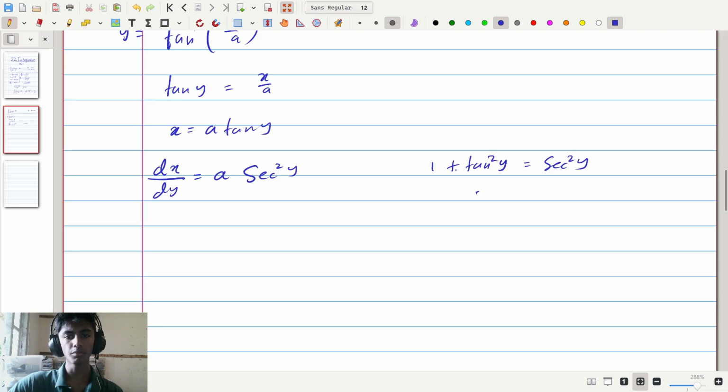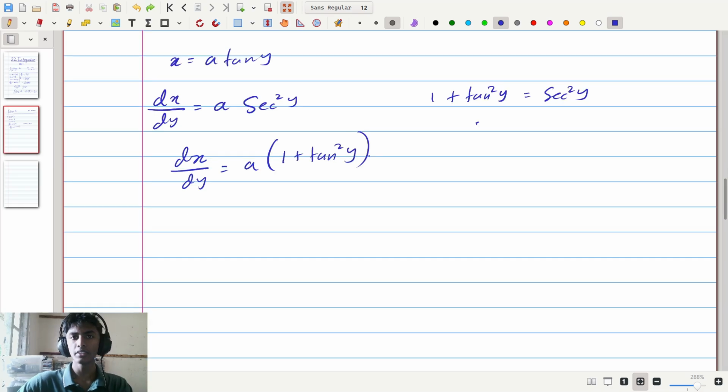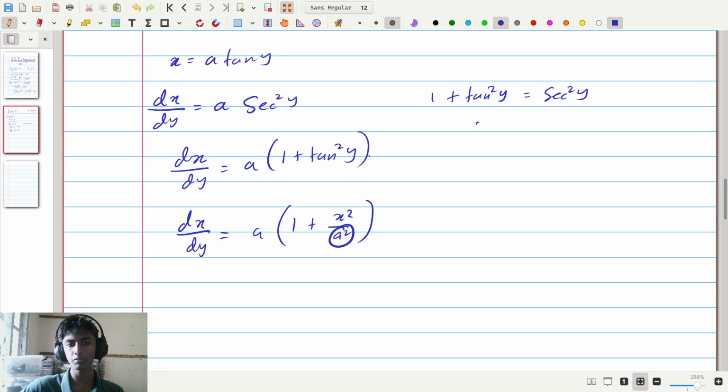Therefore, from this, we can substitute this expression into here and write that dx by dy is equal to a times 1 plus the tangent squared of y. Next, let's substitute tan y as being x divided by a. So then we have dx by dy being equal to a times 1 plus tan squared y, which is x squared divided by a squared. Taking common denominator of a squared, we have to multiply this 1 by a squared, leaving us with a times a squared plus x squared divided by a squared.